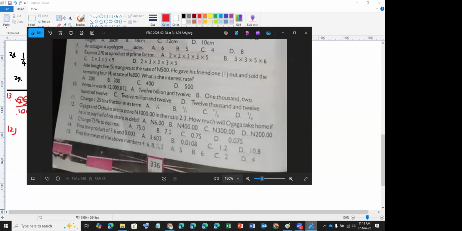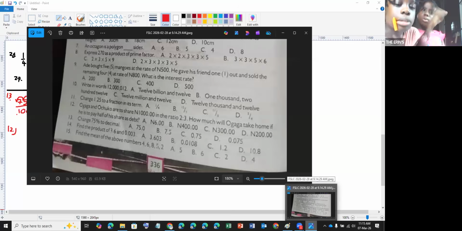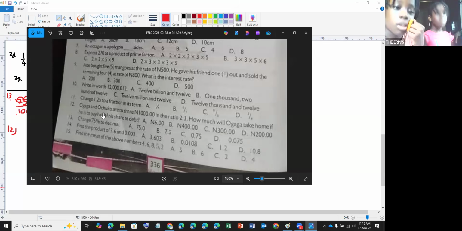Thank you. Please, people should not make me afraid. So how do you not know that one person took 2, one person took 3? Look at the question now. The question doesn't have to tell you Ogaga took 2, Ochuko took 3. Look at the arrangement. Who came first? Who came second? Ogaga came first before Ochuko in the order that they came. That's how you arrange it. Is it clear now, Faith?